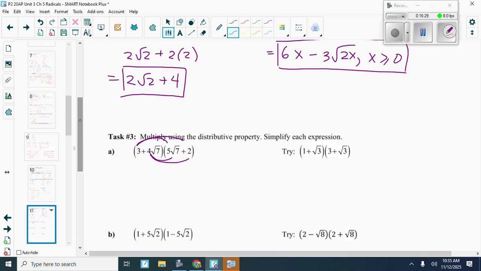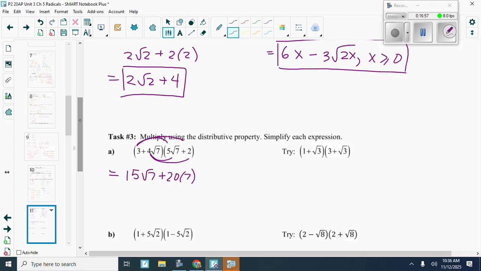Okay, if you don't have 4 terms, then something went wrong. Then you're going to collect your like terms at the end. As we go through this, I'm going to have 3 times 5, which gives me my 15 root 7. Plus 20. Root 7 times root 7 is 7, so I'm just going to put that in brackets and take care of that in my next line.